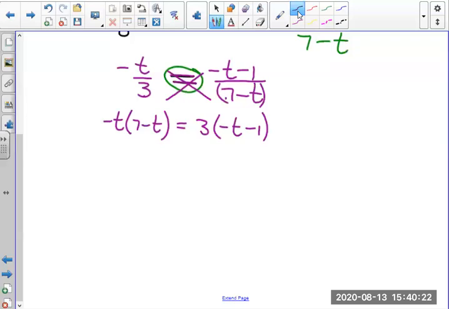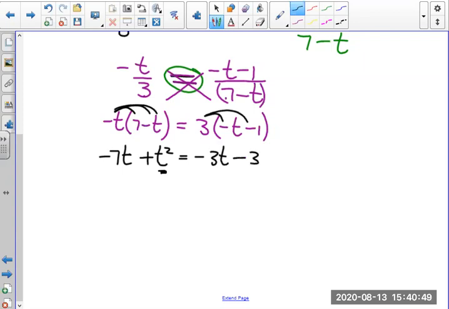Remember, geometry, trigonometry, analytical geometry, statistics, they are all based on algebra. They use algebra to simplify. So now it's just simple algebra. So now multiply gives you minus 7t plus t squared equals minus 3t minus 3. You have a square there. How do you solve a squared equation?